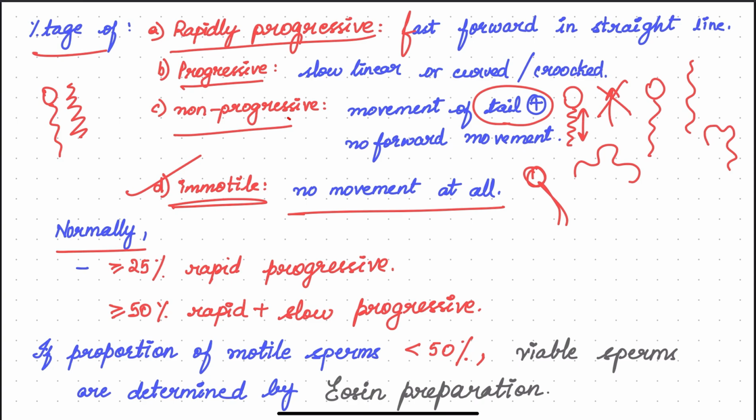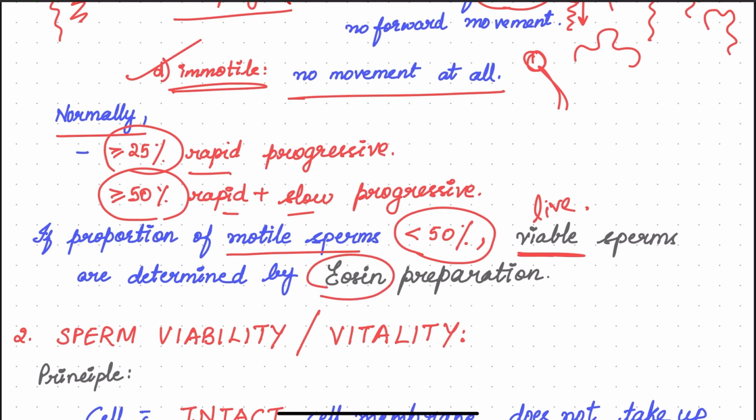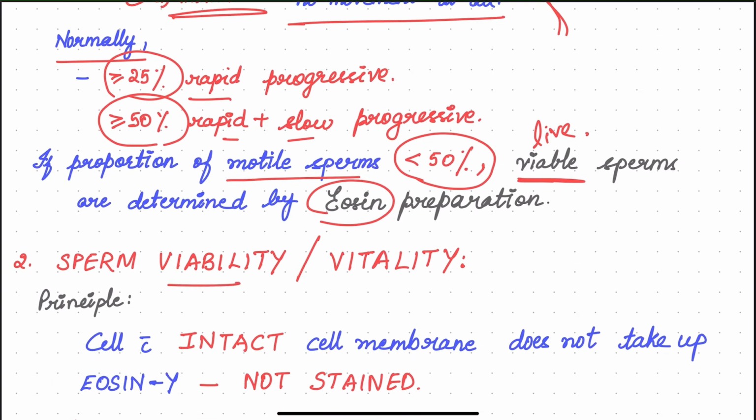Normally, there are 25% or more of rapidly progressive sperms, and 50% or more of rapid plus slow progressive sperms in a normal sample. If the proportion of motile sperms is less than 50%, then you check the viable sperms, that is, how many are alive and how many are dead. Viable sperms are determined by eosin preparation. The second test after motility is viability, how many are alive.